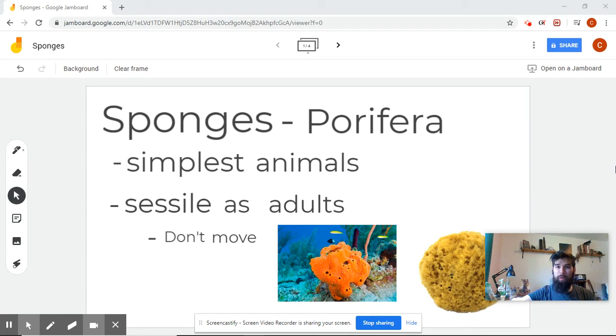Okay, I'm gonna level with you. This is not a real sponge. Not the way that I think about it, anyways, as a biologist. This is not a sea sponge. This is a sea sponge, and yes, it is an animal.